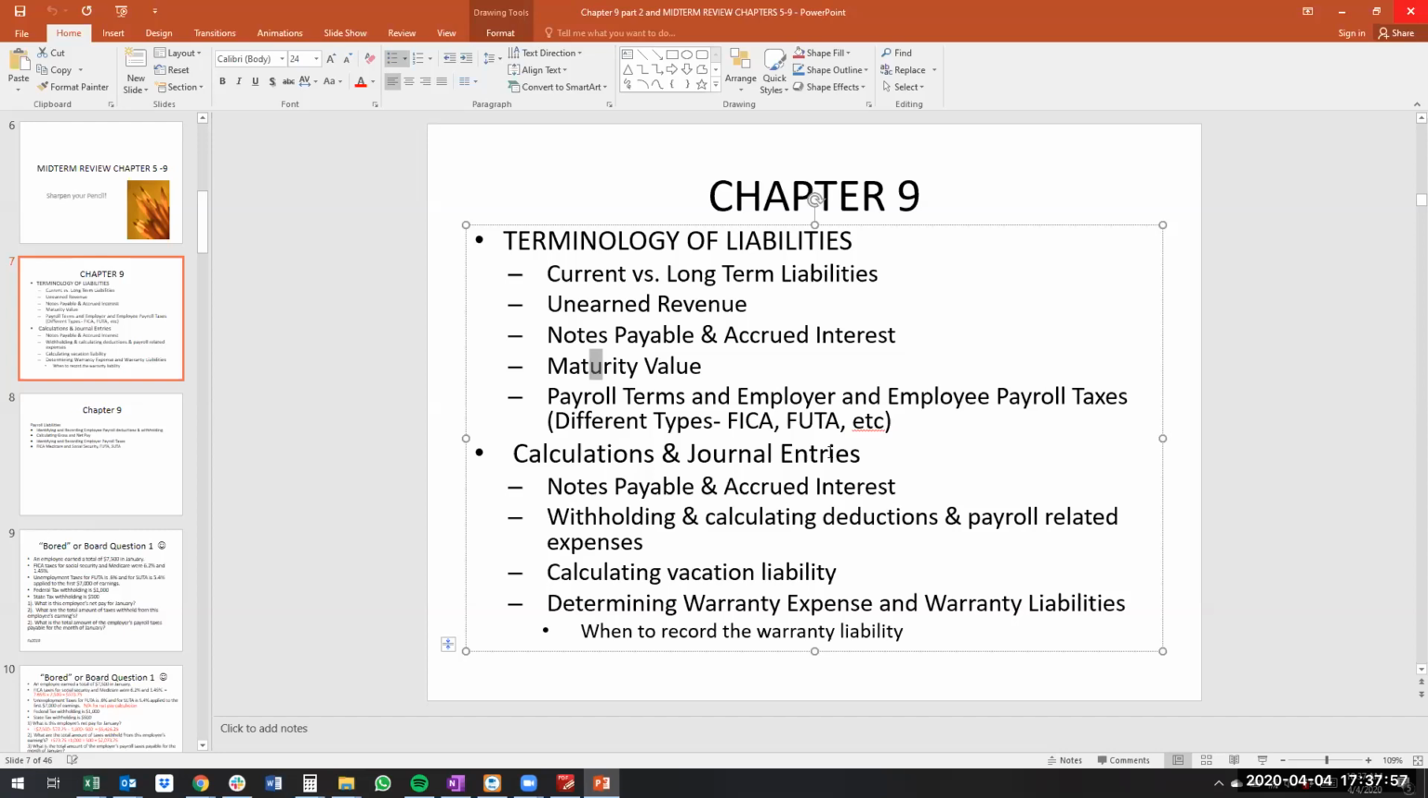For each of these, we need to know everything that we knew in the first few chapters, right? How it's represented on a financial statement, how they're calculated, the classification, the dollar value, the journal entries, and the normal balances. So make sure you know your calculations and journal entries for notes payable and accrued interest, withholdings, deductions, and payroll expenses, calculated vacation liability, and determining warranty expense and warranty liabilities.